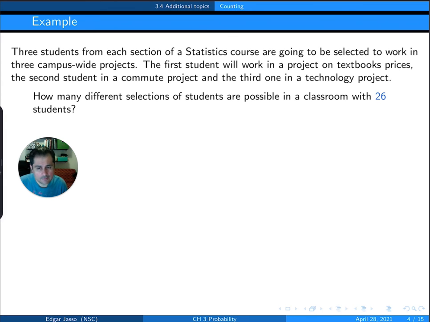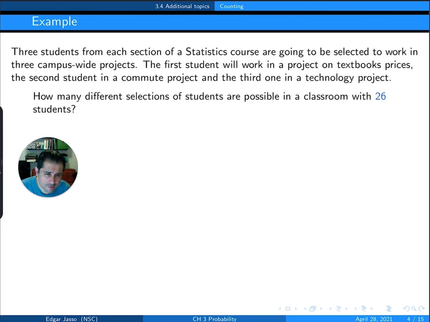Let me continue with this idea. Now I'm going to say three students from each section of a stats course are going to be selected to work on three campus-wide projects. The first student will work on a project on textbook prices, the second one on a commute project, and the third one on a technology project. How many different selections of students are possible in a classroom with 26 students?